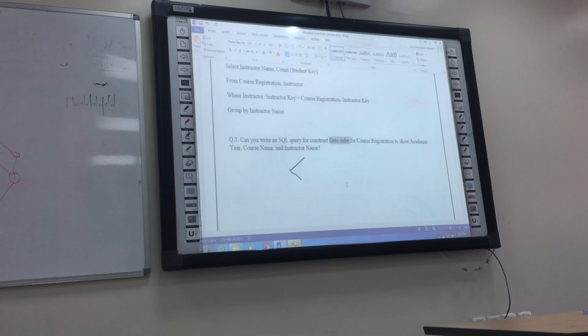And I said the number of cubes is 2 to the power of the number of dimensions. How many dimensions do I have here? 3. 2 to the power 3 equals 8. This is if I'm considering, remember, that every dimension has just one level.